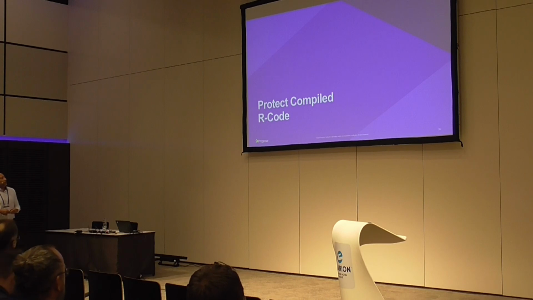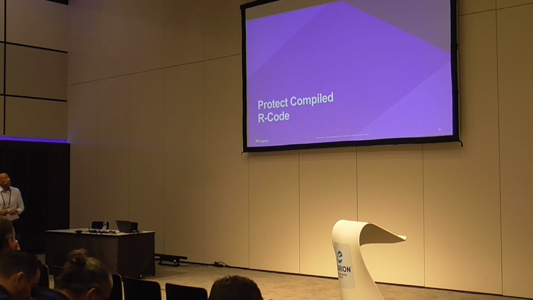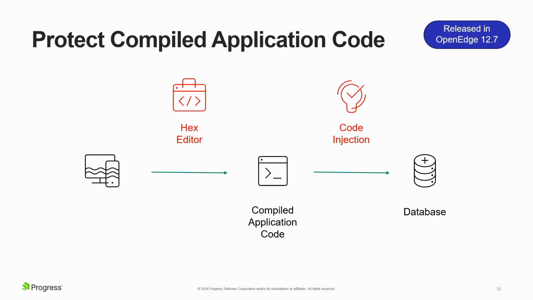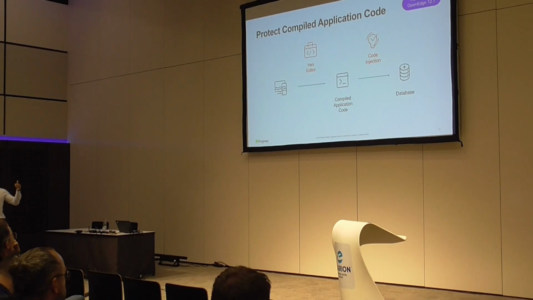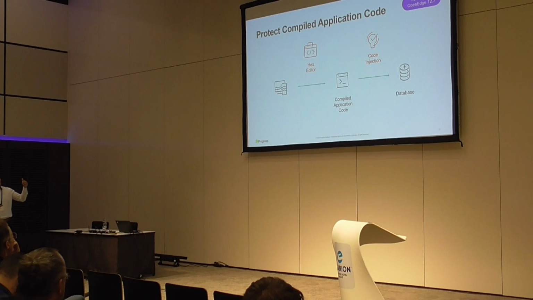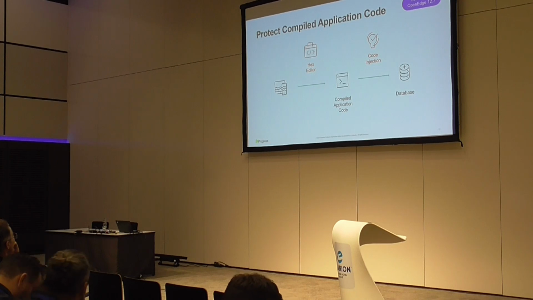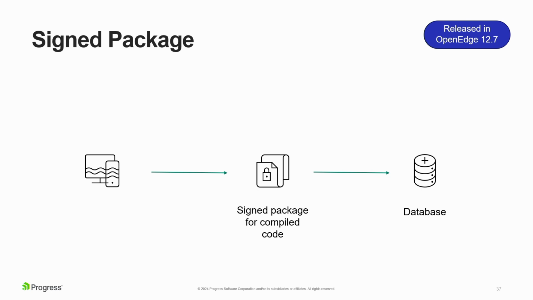All right, next feature is protect compiled R code or application code. So in OpenEdge 12.7, we introduced a new package to allow you to protect your compiled application code by allowing it to be signed. And so this protects your R code from corruption or malicious threats. So now you have the ability with this new package, i.e. a library, to sign and verify your application code.